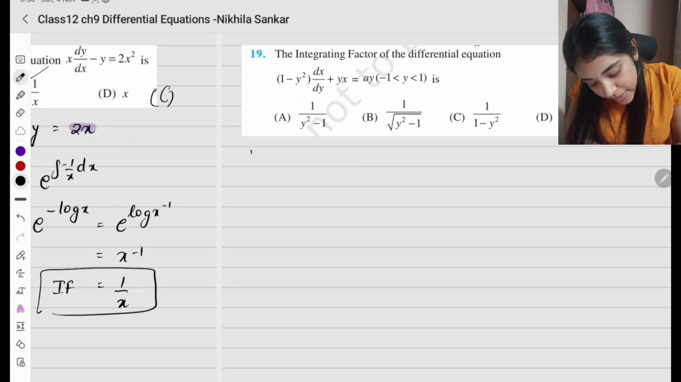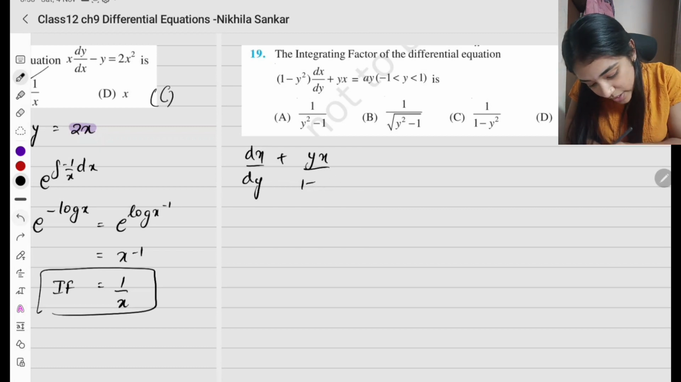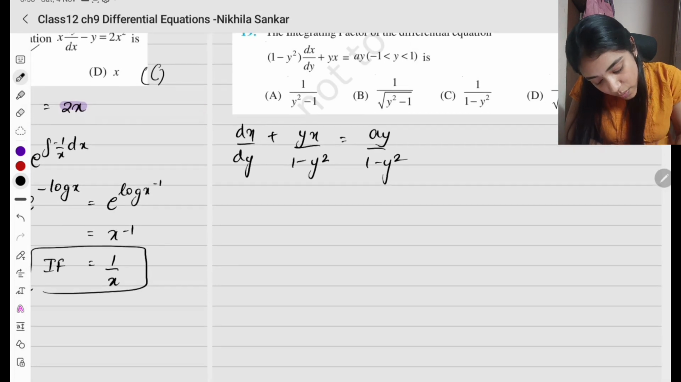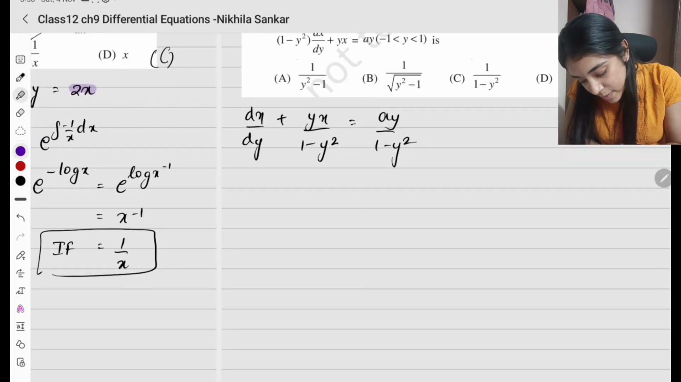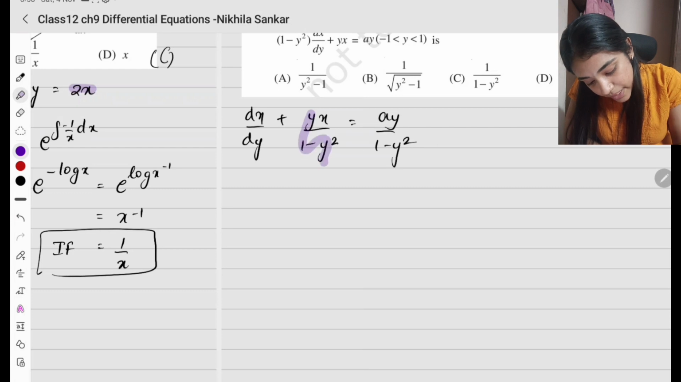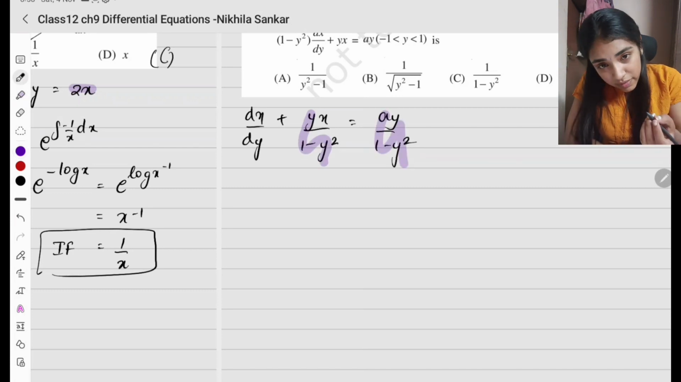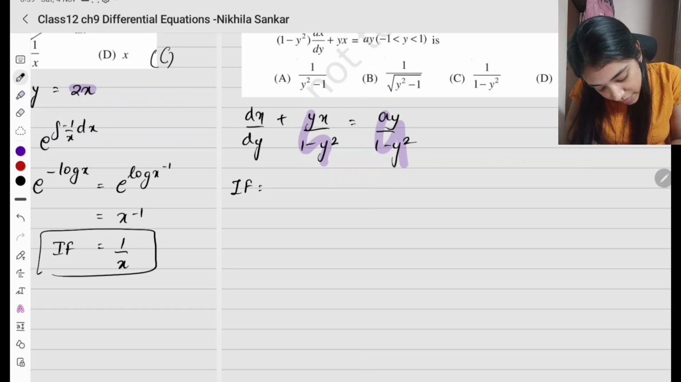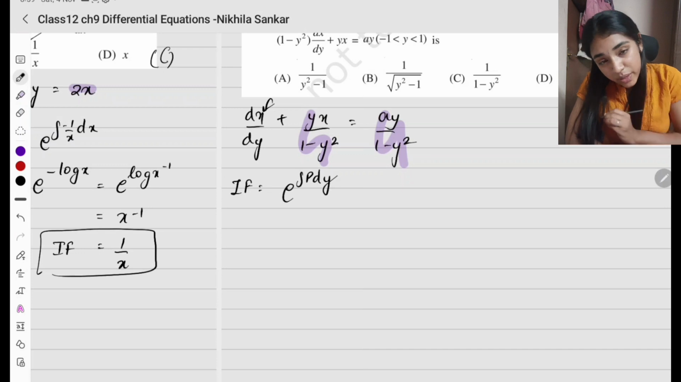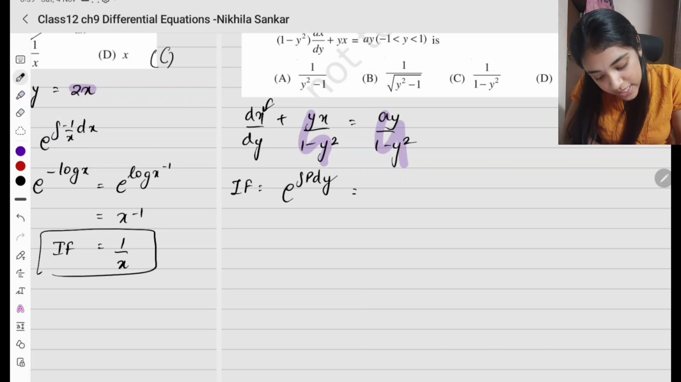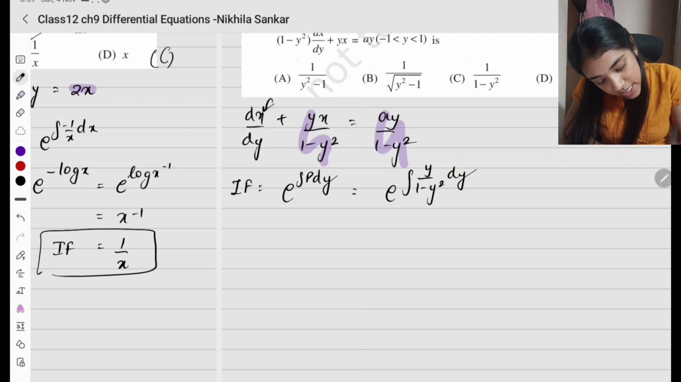So this is going to be dx by dy plus yx divided by 1 minus y square equals ay divided by 1 minus y square. So this is of the form dx by dy. So this is my p and this is my q. நமக்கு p மட்டும் தான் வேணும். Integration factor கேக்குறாங்க. So integration factor is going to be e raised to the power p dy. இந்த இடத்துல dx by dy இருக்கு. So if we integrate with respect to y. So this is e raised to the power y divided by 1 minus y square dy.